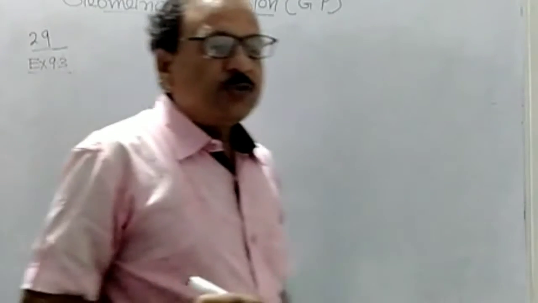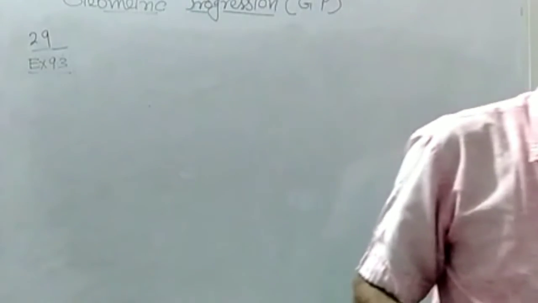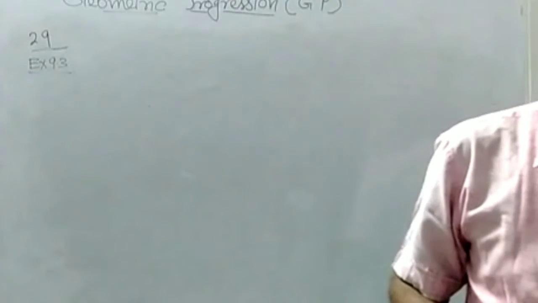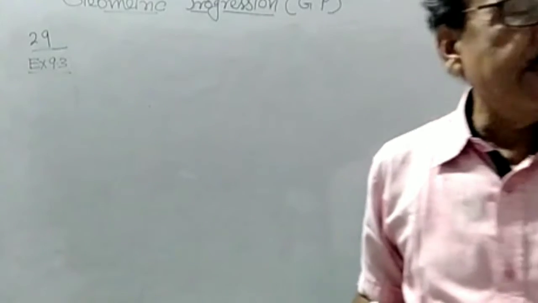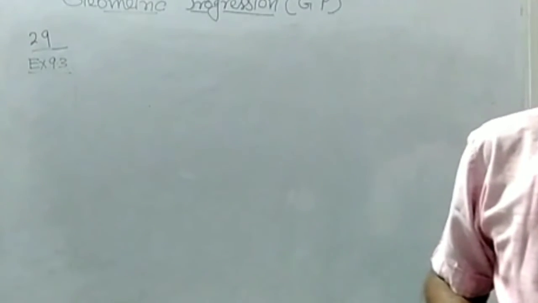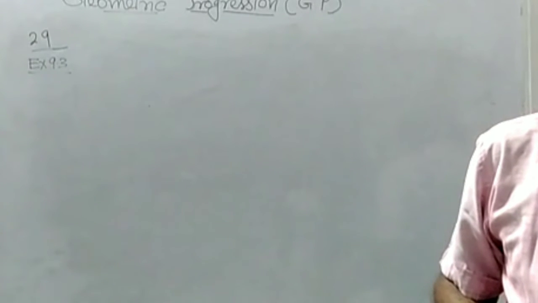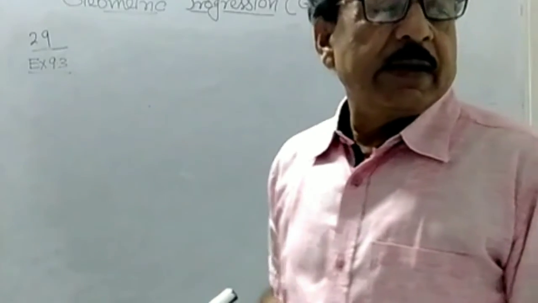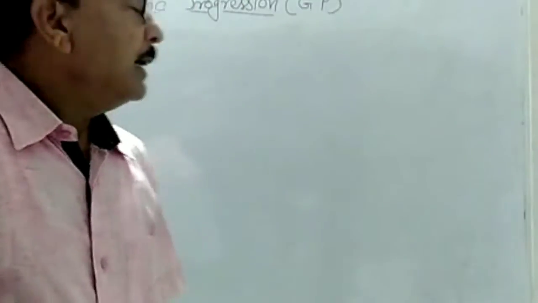Let us see question number 29. In this question, it is given that if A and G are the arithmetic mean and geometric mean respectively between two positive numbers, prove that the numbers are A and G.